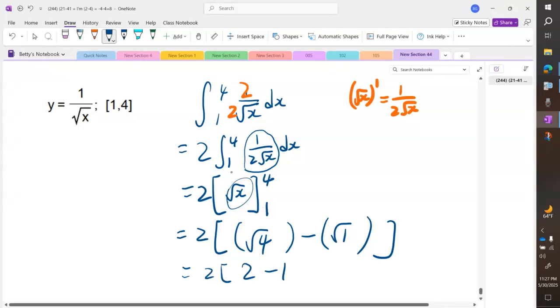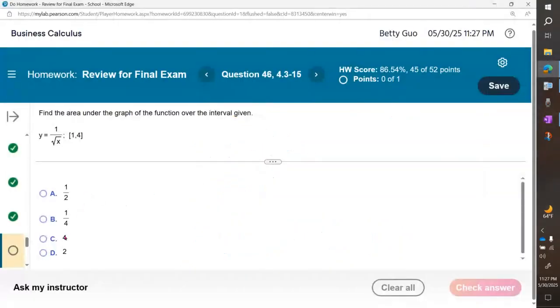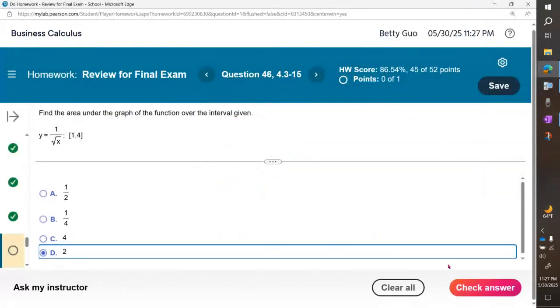Root 4 is 2, root 1 is 1. So 2 minus 1 is 1, so it's just 2. 2 times root 4 minus root 1. 2 minus 1 is 1. The area is just 2. Here, D.